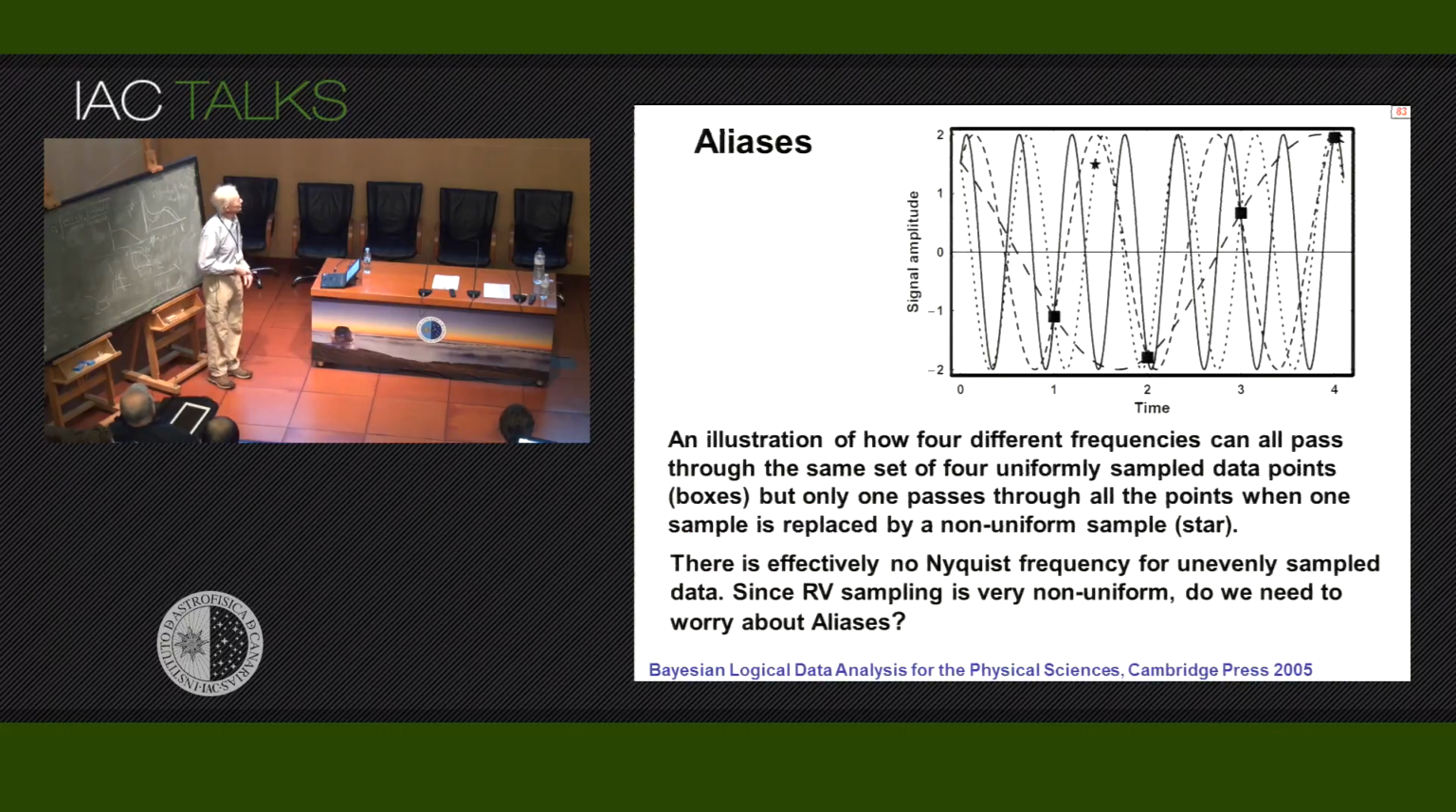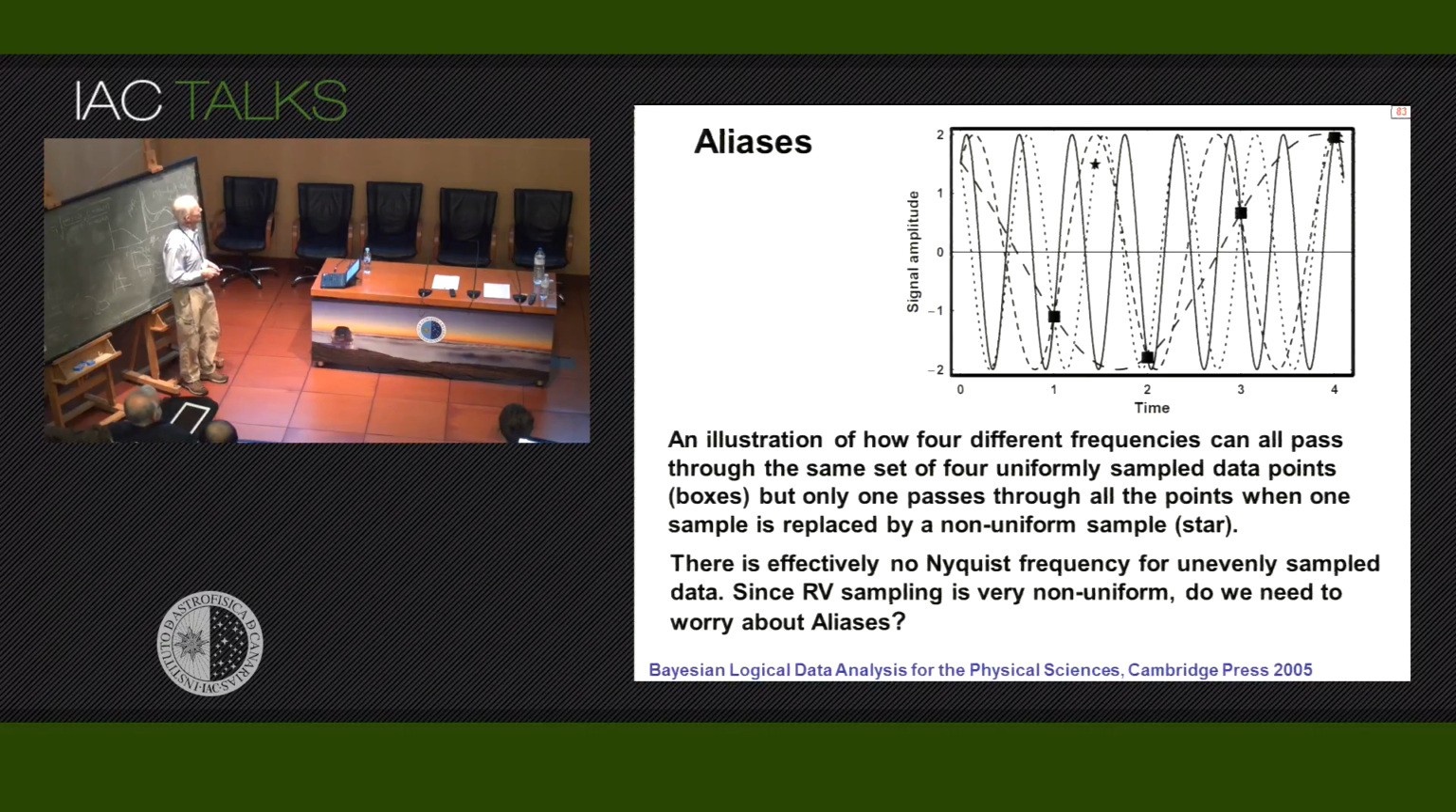And another interesting way of looking at this is to take 4 uniformly sampled points from a real signal, and then if you go back to that other diagram, you take the real signal and the artifact signals, and you pass them through these points. You'll see they all pass through the 4 uniform points. But if you move just 1 of those points to make the sampling non-uniform, you now find that, of course, only the real signal will go through that. All the other aliases don't go through it.